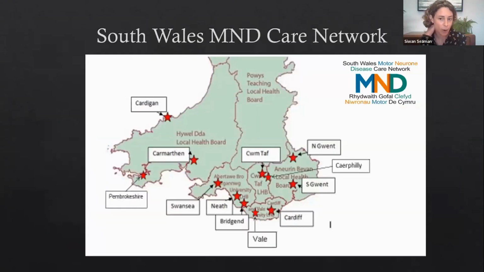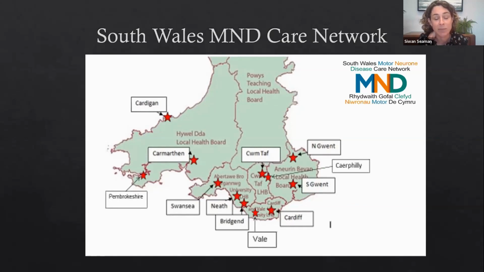We are part of a MND care network, and the South Wales Motor Neuron Disease Care Network was the first network of its kind to be set up in the UK back in August 2012. Prior to that, there was just one care centre in Cardiff covering the whole of South Wales. So it was very patchy, a bit of a postcode lottery, I suppose, in terms of the access that you had to different services.